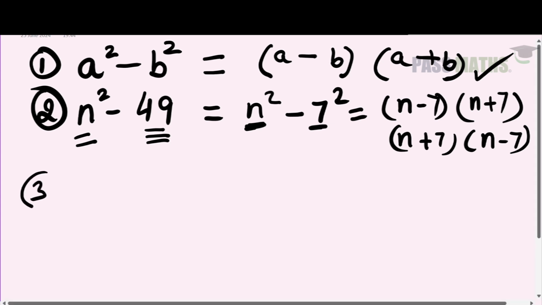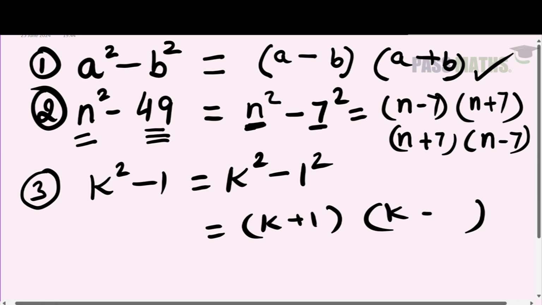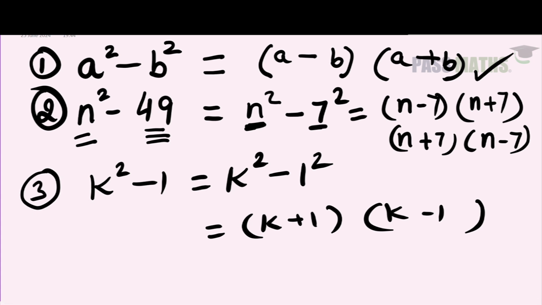Let's do other one, number 3. Let's say k squared minus 1. This time again, many of you have probably picked up anyway. You might be thinking it's a square number because 1 is a square number, isn't it? So I can write like this. Then I write here, remember, two brackets. Then I write k plus 1, k minus 1. Or I can write k minus 1, k plus 1. So this is how you do the difference of two squares.